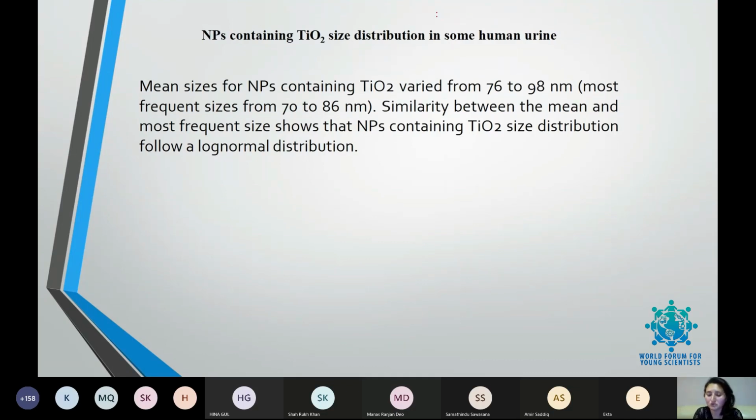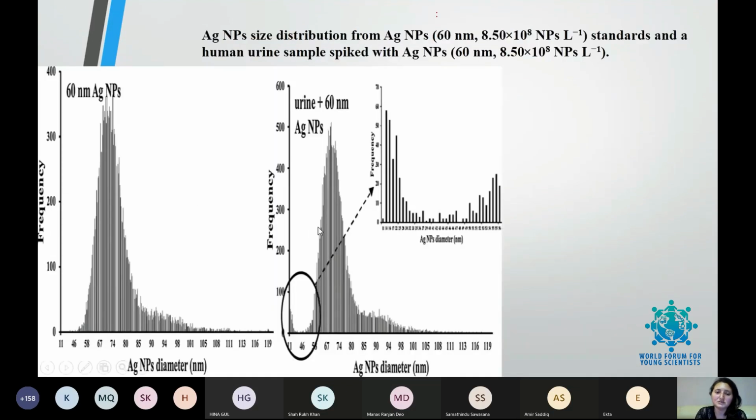a log normal distribution. So in this slide, you can see silver nanoparticle size distribution, where we use the size 16 nanometer standards and human urine samples spiked with the silver nanoparticles with the same size, 16 nanometer. Okay, this is just for silver nanoparticles, and in this case you can see urine plus silver nanoparticles which have the size 60 nanometer.